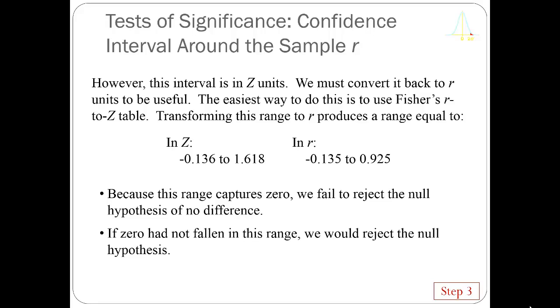Fisher's Z is not the most meaningful metric, so now we have the task of converting this back into Pearson's correlation coefficients. I'm just going to show you what the values are here, and then I'll show you a table that you can find in the back of a lot of different statistics texts or online that will get you pretty close to the right answer.